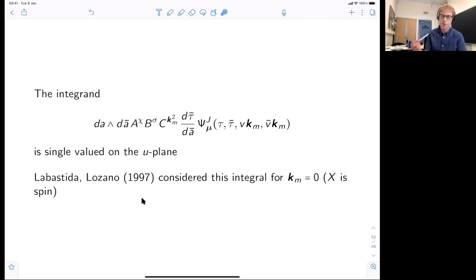We really have to couple the theory on a non-spin manifold to a spin-C structure, and this already appears for very basic four-manifolds like the complex projective plane, which is non-spin. I should say that back in the 90s there was a paper by Labastida and Lozano, which precisely considered the spin case and worked with the case that K_m is equal to zero. But even if the manifold is spin, we get an infinite set of theories, because for every different choice of K_m in H^2, you get a different integrand, leading to different observables.